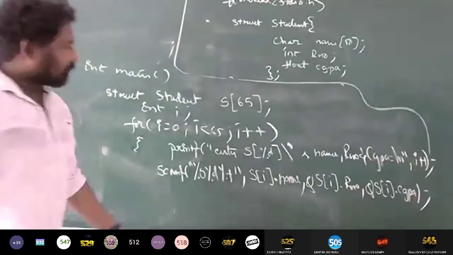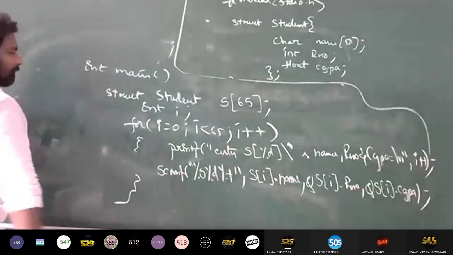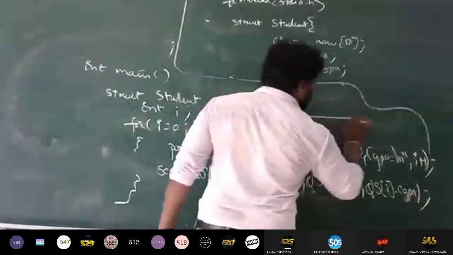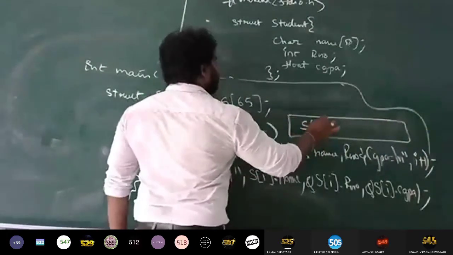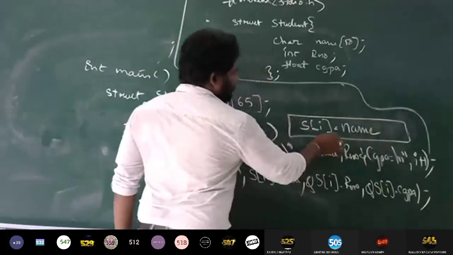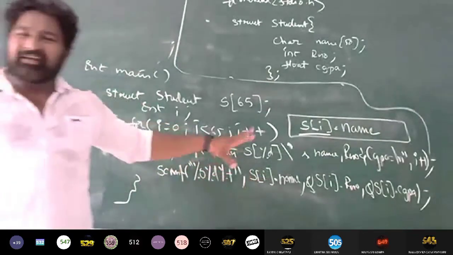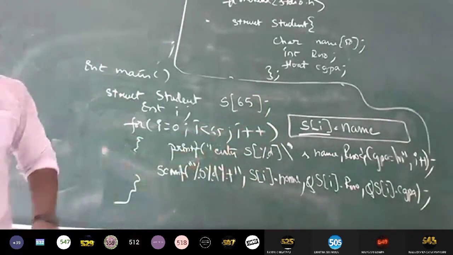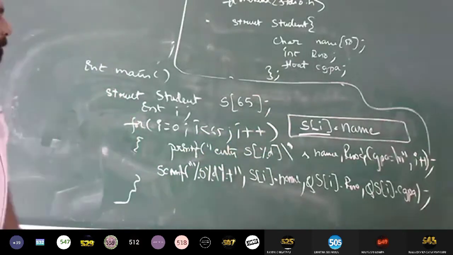Okay, so the point that should be noted here is I am writing s index I dot name. Since I am using an array, you should not write s only. You have to write s subscript I. That will refer to each and every student. Right, ma'am?